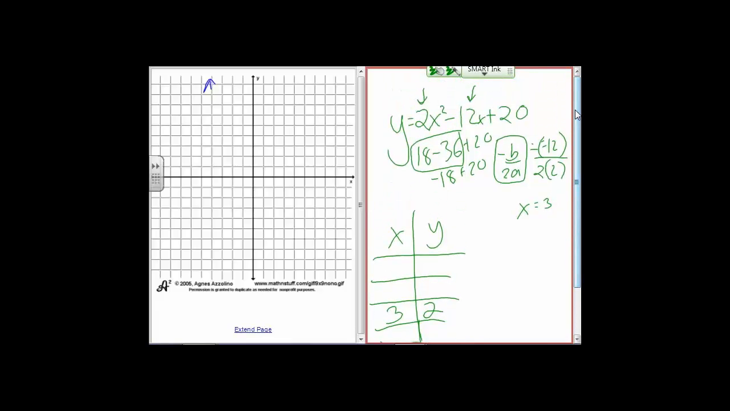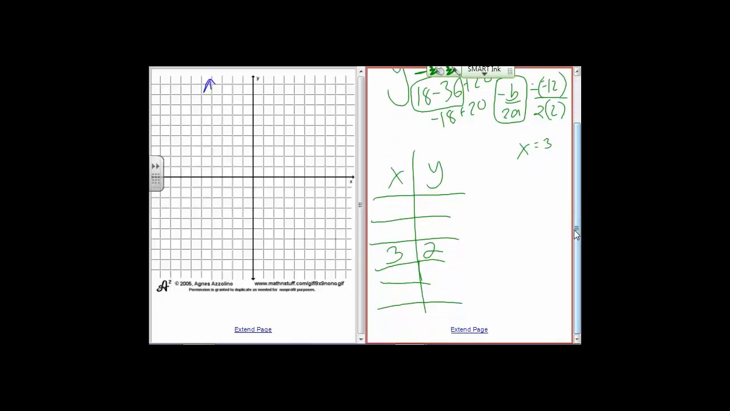Looking at this, is this parabola going to be a happy face or sad face? Happy face. So if that's the case, then this vertex is going to be a maximum or a minimum if it's a happy face? Minimum. That's correct. Good job.